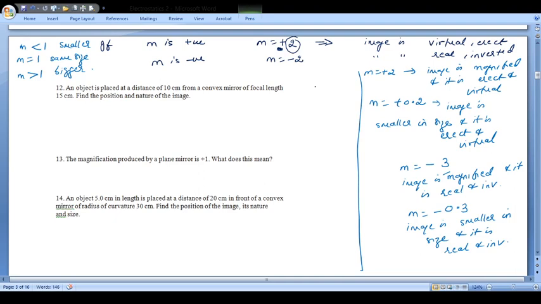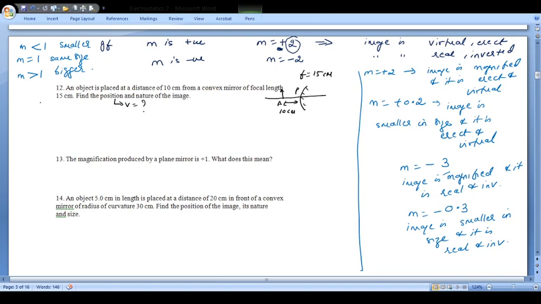So this is your convex mirror. And what does it say? An object is placed at a distance. So this is P and this is the object. So this distance PA is given as 10 centimeters. This is a convex mirror of focal length 15 centimeters. Find position. Position means you have to calculate V and the nature of the image. So for the nature of the image, you have to see whether it is real, erect, inverted, what it is. So let's try to see that.